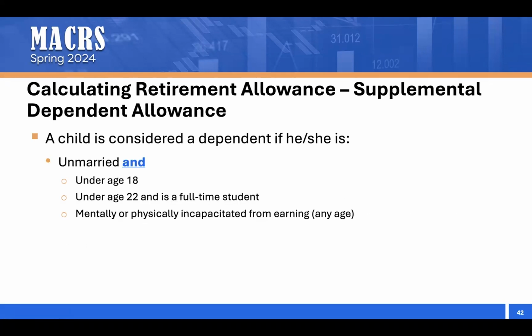Okay, for the supplemental dependent allowance, a child is considered dependent if he or she is unmarried and under the age of 18, or under the age of 22 and a full-time student, or at any age if they're mentally or physically incapacitated from earning.